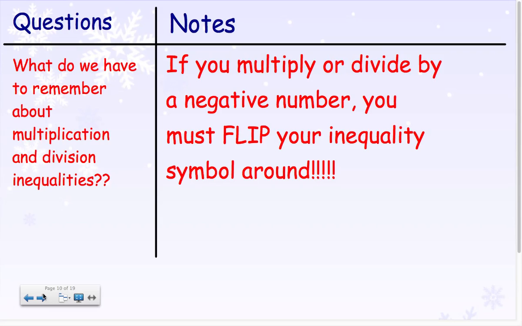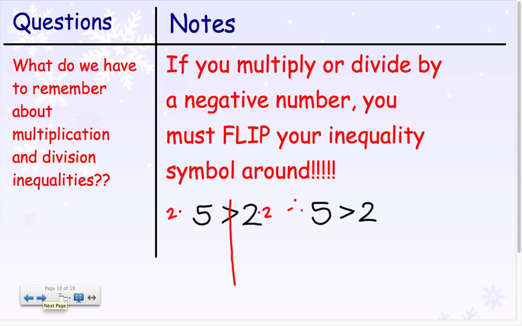So let's write two inequalities. Let's say 5 is greater than 2. First I'm going to multiply both sides by a positive 2. And then I'm going to multiply both sides by a negative 2, and we're going to see what happens. 2 times 5 is 10. 2 times 2 is 4. Is 10 greater than 4? Yes, it is. So that is correct.